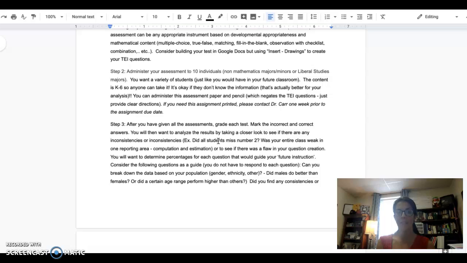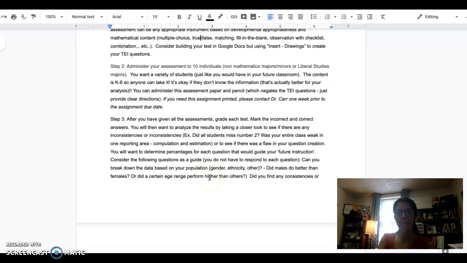Once you have your assessment, you need to administer it to at least 10 people. These need to be not math majors and not liberal studies majors. So anyone else is fine. Grandparents, niece, nephew, mom, dad, whoever you want is fine.